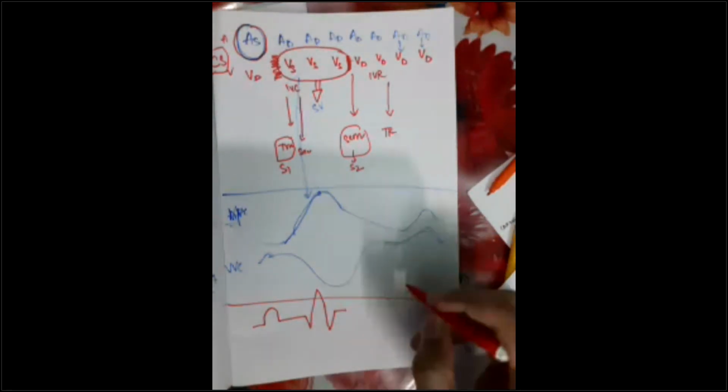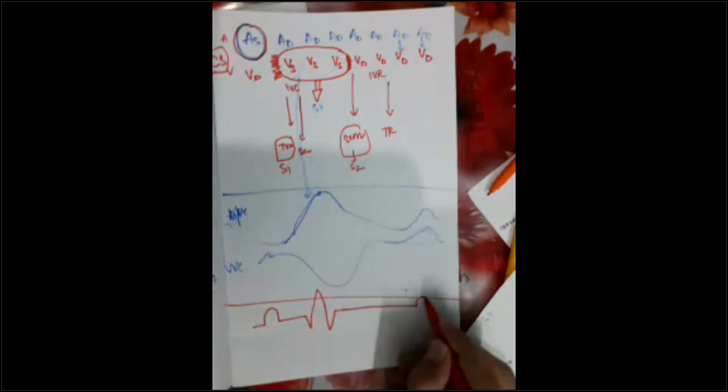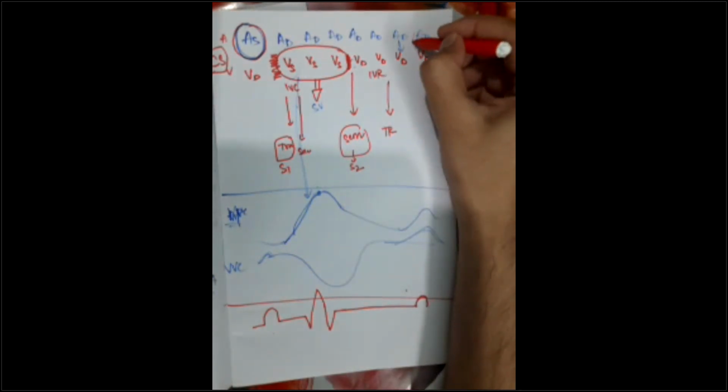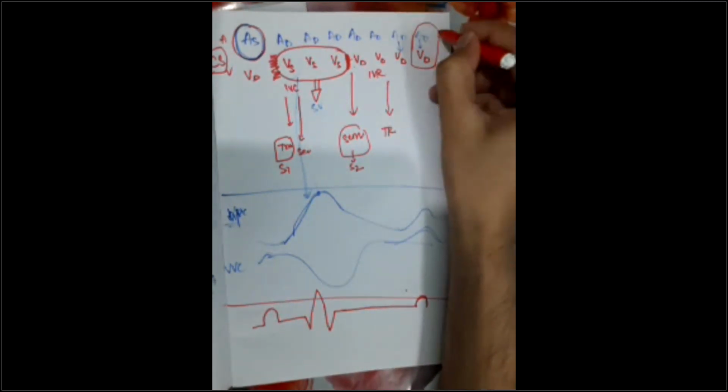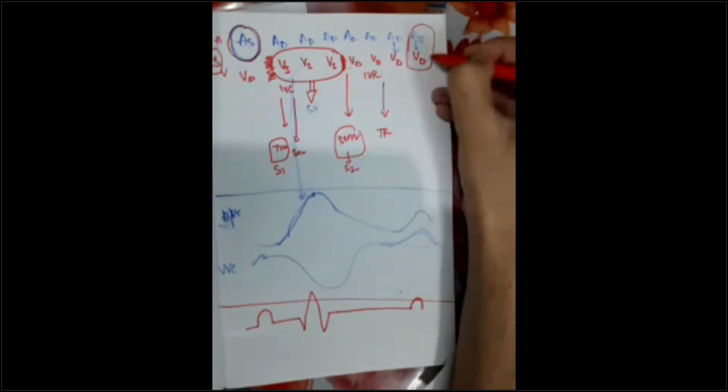Then relaxation of the ventricle will take place, and there will be the T wave. Complete relaxation will correspond to this phase of the cardiac cycle, just before the atrial systole. What is this phase? Can anyone write down what this phase is?